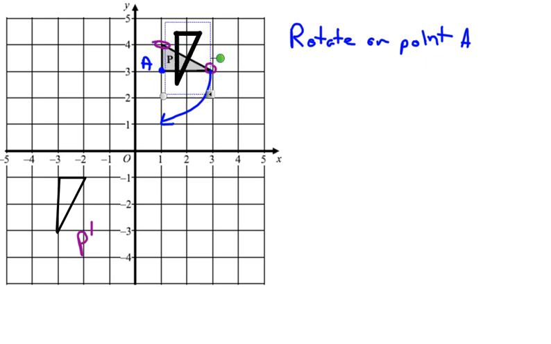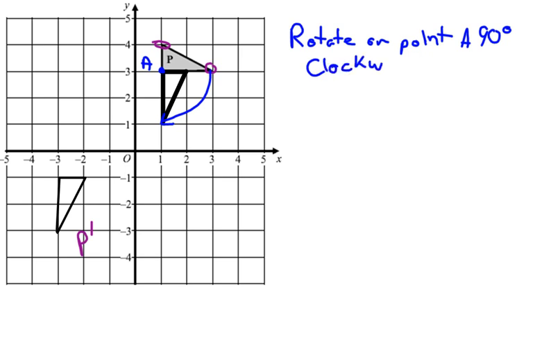So I didn't necessarily rotate it right on there because I can't. But if I move it down here, here's a 90-degree rotation. So again, if I grab my pen, rotate on point A 90 degrees clockwise.